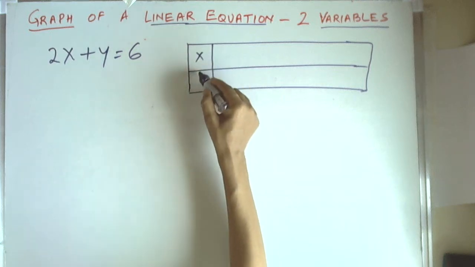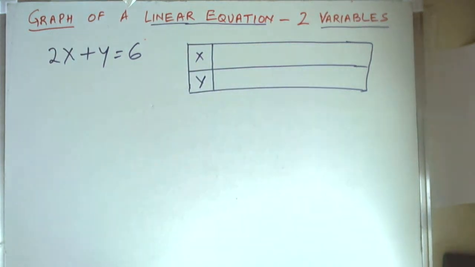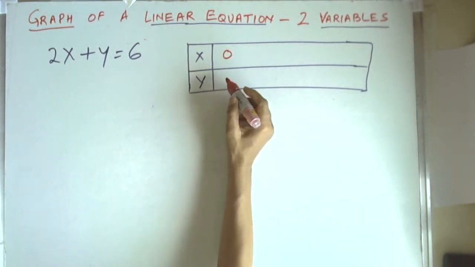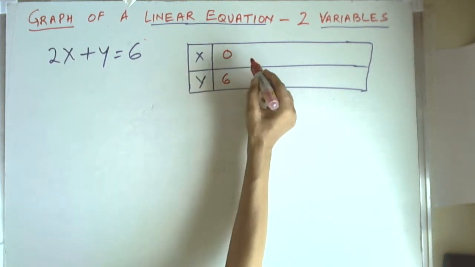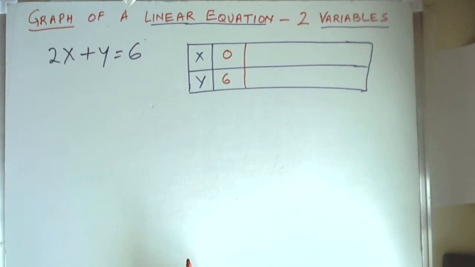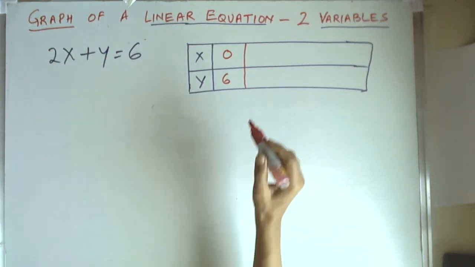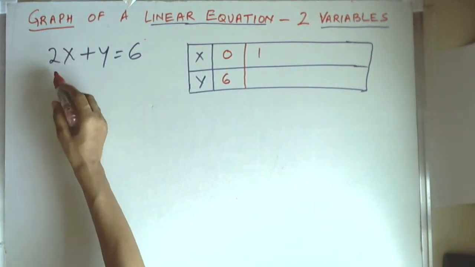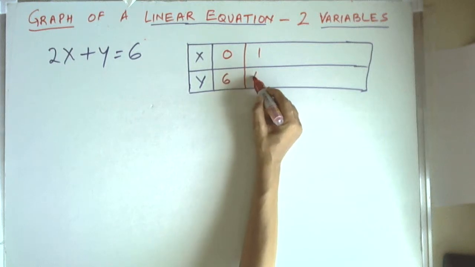This is x and this is y. So again we will start with different values. Say if x is 0, then y is equal to 6. When x is 1, 2x will become 2, so y will become 4.